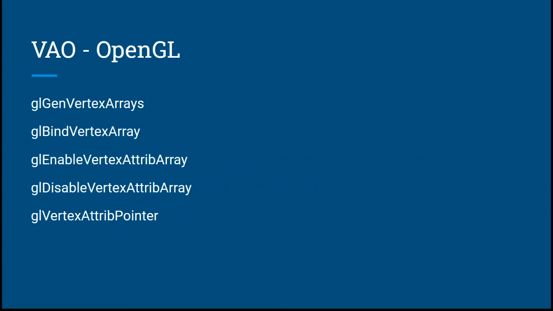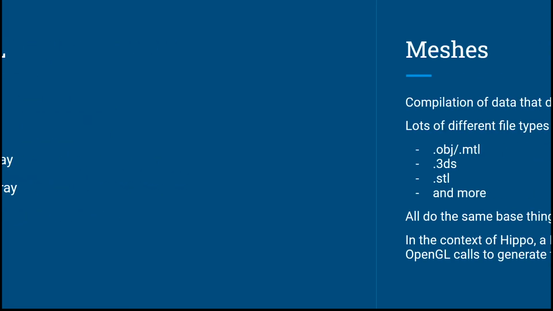So these are some of the calls you'll see here. Gen vertex arrays, bind vertex array, similar to the VBOs. And you'll see enable and disable vertex attrib array, and GL vertex attrib pointer. This will be very important when we deal with shaders, but we'll get to that in a bit.